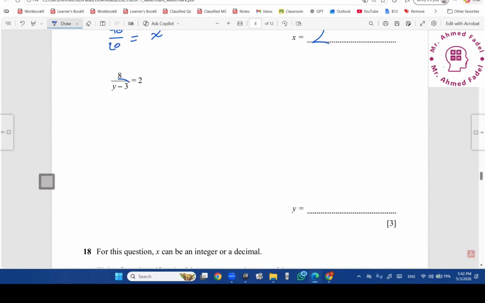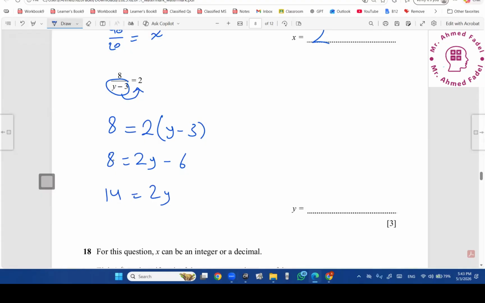And this one, I'm going to do the same thing. I'm going to send this over there by multiplication. So 8 equals 2 multiplied by y minus 3. Okay, so 8 equals 2y minus 6. You send the negative 6 to the other side, positive 6. So it is 14 equals 2y. I said 8 plus 6. So y equals 7. Show your steps.